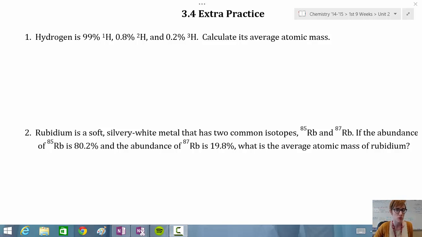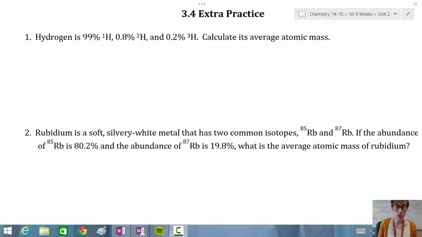This typically tends to be a topic that students struggle on, calculating average atomic mass. So I wanted to work through some sample problems with you. Sometimes, the more you see a problem worked out, the more you understand it. So here's an example problem, and you can write it down on the back of your 3.4 notes, where there's a place for extra practice problems. Write down problem number 1 there.